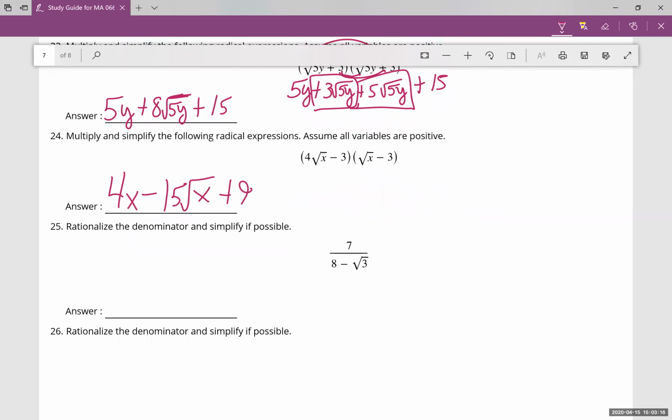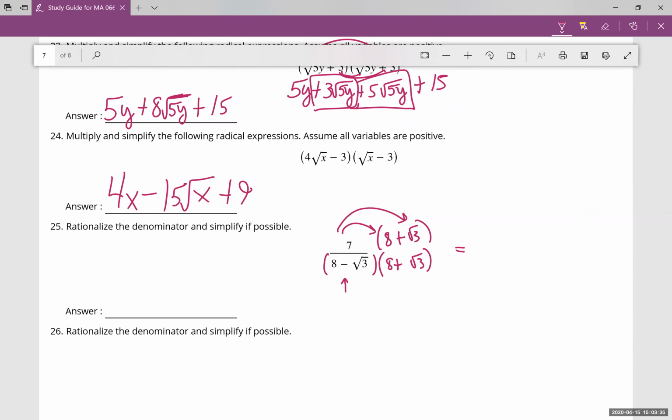Okay, 25, we are going to rationalize this denominator. This is where we use that conjugate. So see that minus sign? We are going to do a plus sign. Everything else is the same, and what we do to the bottom, we have to do to the top. This, believe it or not, gets rid of the radical sign in the denominator.